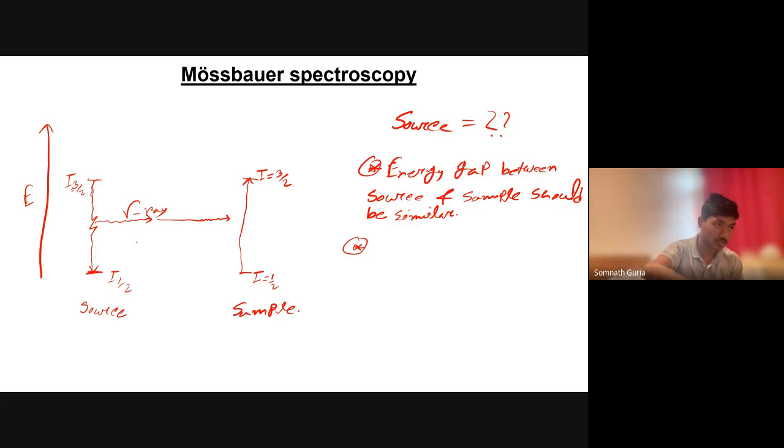Let's suppose here we have the source. While providing the gamma ray, decaying and emitting the gamma ray, it has some recoiling effect, that is called recoil energy.